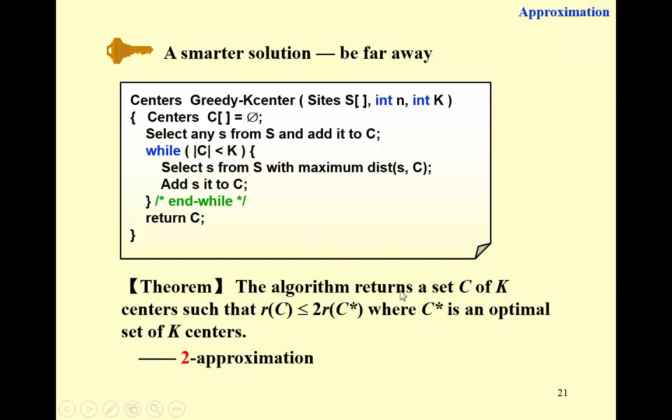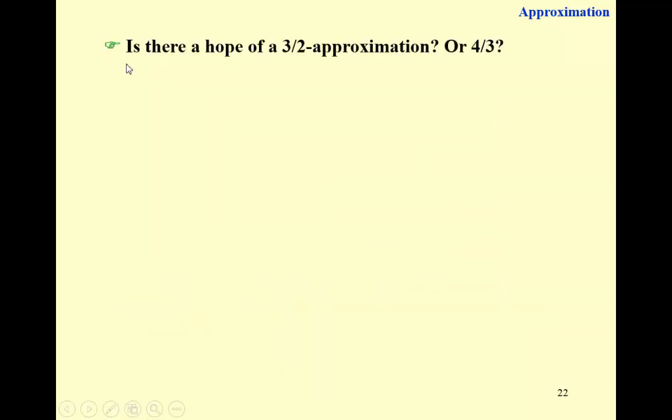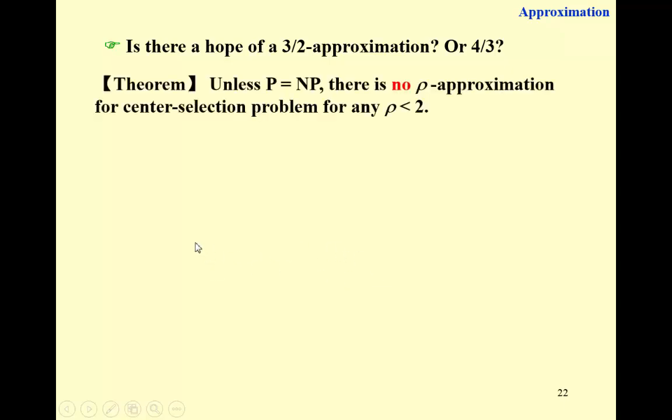So the next question is, can we do better? Is there a hope of a better approximation, say 1.5 approximation or 4/3, like 1.3 or something like that? Is it possible? Well, the bad news is that unless P equals NP, there's no rho approximation for the center selection problem for any rho that is strictly less than 2. Well, as you can imagine, the proof of this theorem is extremely complicated. So I'm not going to go through the whole proof, but merely to give you a sketch of the proof.